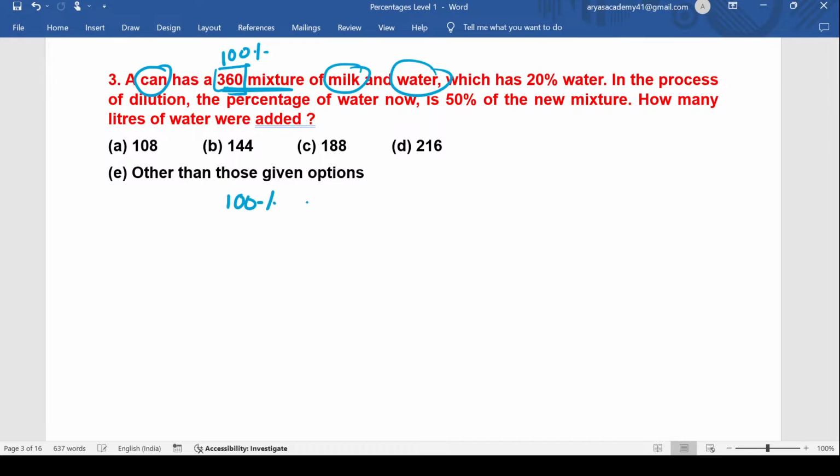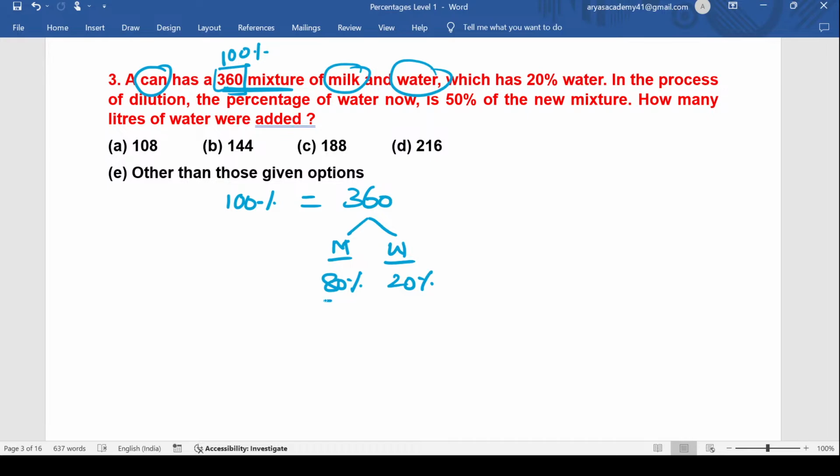100%. So in this question, 100% total mixture quantity is 360 liters, which has two ingredients. One is milk and the other one is water, which has 20% water. They have clearly stated that the percentage of water is 20. It implies that what is the percentage of milk? Obviously 80, because there are only two ingredients, milk and water. If one is 20, the total has to be 100. Automatically it implies that the percentage of milk is 80%. Now, initially this is the case.